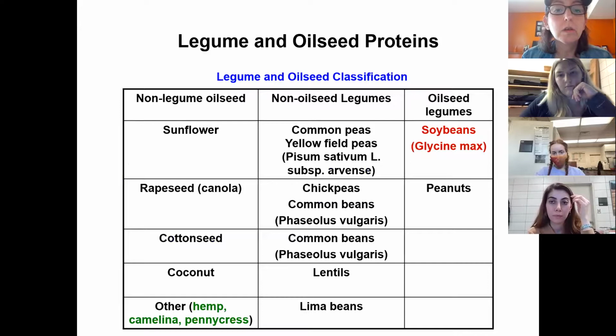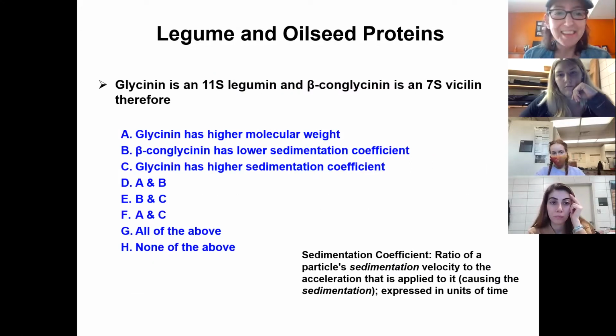Yes. So the answer to the question is glycinin, which is a legumin, has a higher molecular weight. It has a higher sedimentation coefficient, and beta-conglycinin, which is vicilin, has a lower sedimentation coefficient and a lower molecular weight.